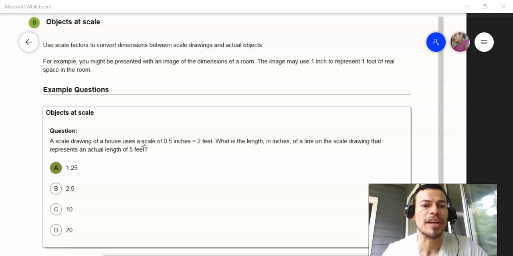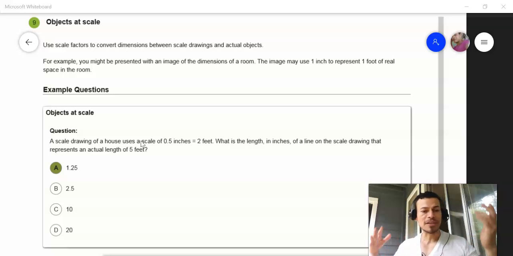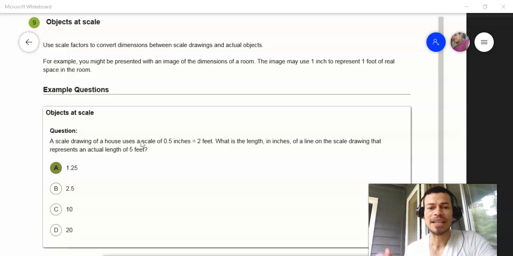Okay, so moving on to problem 9, we are going to talk about objects at scale. Use scale factors to convert dimensions between scale drawings and actual objects. For example, you might be presented with an image of the dimension of a room. The image might use 1 inch to represent 1 foot of real space in the room. And this is true. When people are building a house, for example, they have the drawing of the house in a blueprint, and the drawing cannot be in the actual size of the house because it will be very hard for that person who is building the house to handle a paper that is the size of a house.